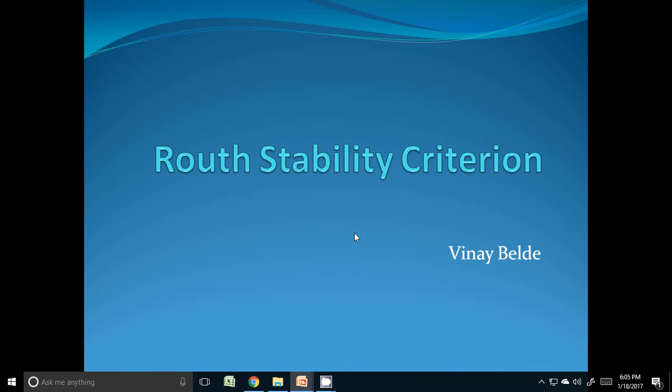Hi, we will discuss Routh stability criteria. The Routh Hurwitz stability criterion provides a simple algorithm to determine the stability of a linear time invariant system, and also it gives the distribution of closed loop poles on the S-plane.